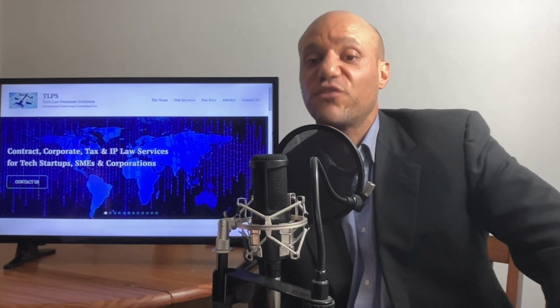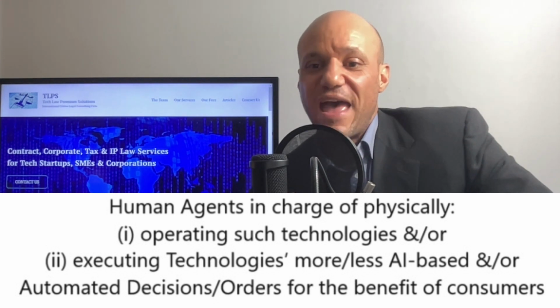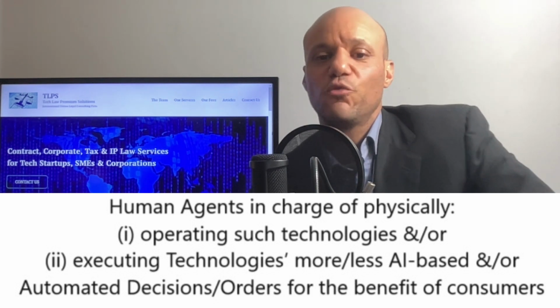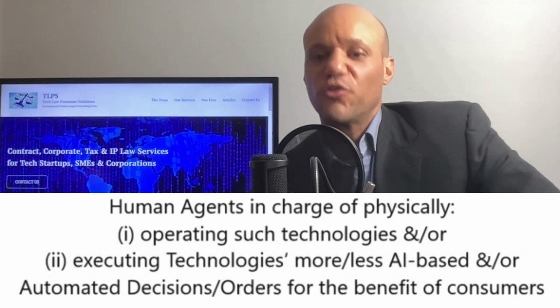In order to answer this question, I'm going to adopt a dialectical approach to ethics-based laws and regulations applicable to the following items. First, applicable to modern mass distributed technological products, such as artificial intelligence-based technologies, but also those laws and regulations applicable to the developers, designers, owners, users, and consumers of such technologies, and also to the human agents in charge of physically operating and executing such technologies, which are more or less AI-based and more or less automated for the benefit of consumers.